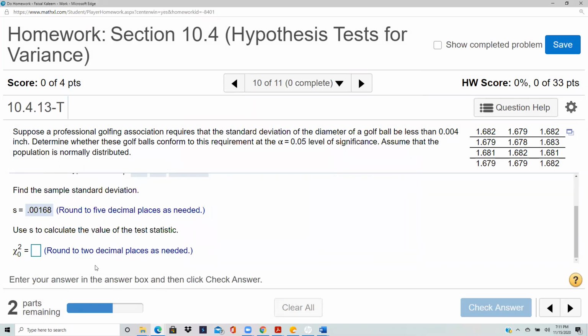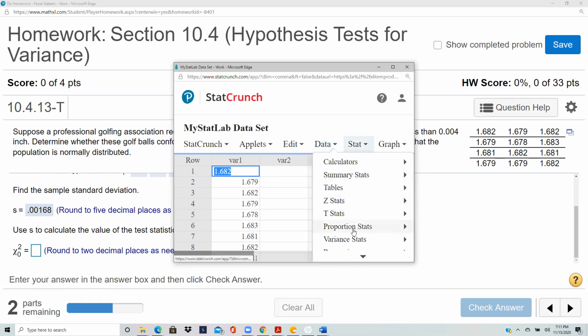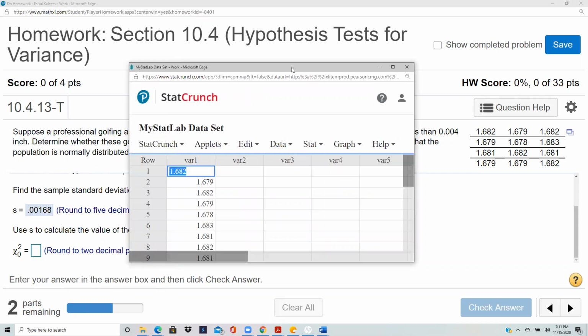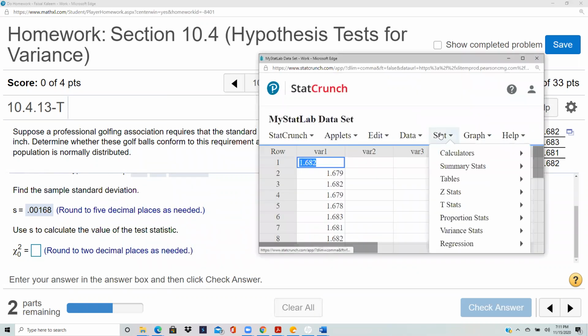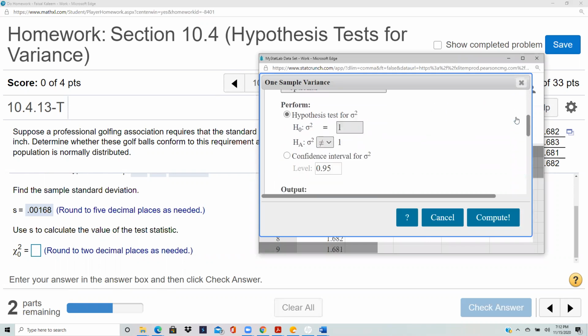And the test statistic. This time it's not with summary, but with data. So you open it, and since we are hypothesis testing the standard deviation, it will be Variance Stats, One Sample, With Data. So you select the column, and then you have to select the hypothesis test.